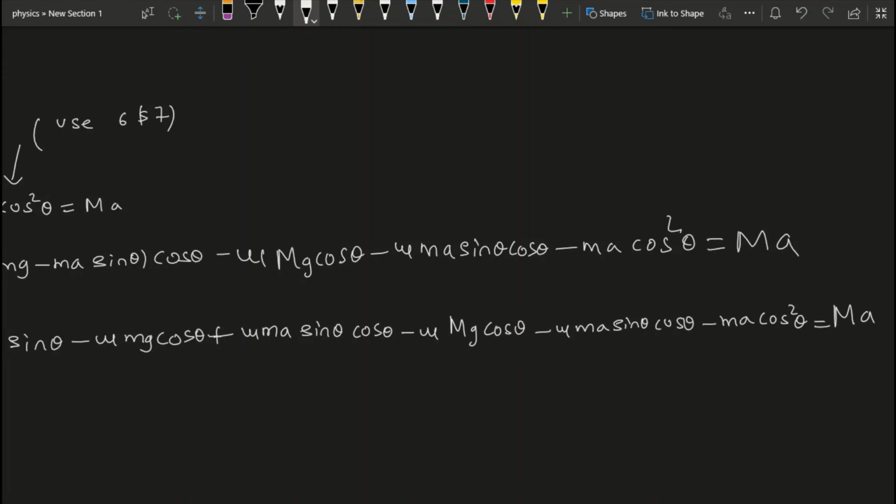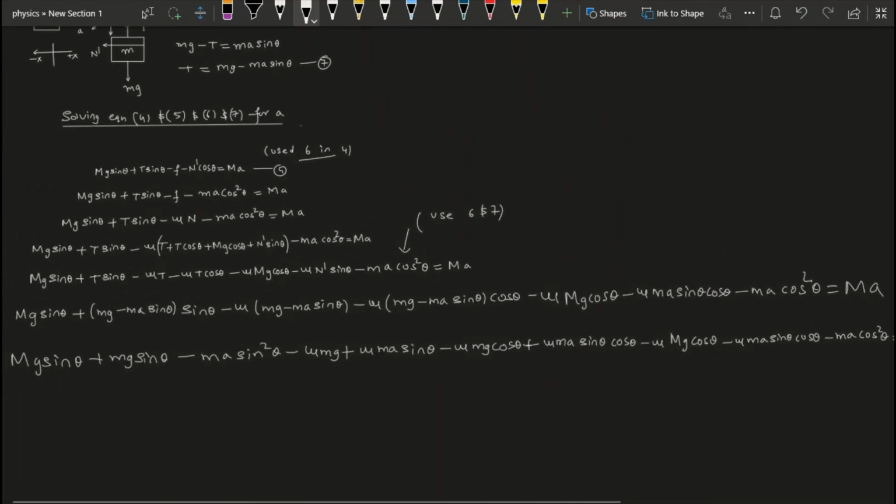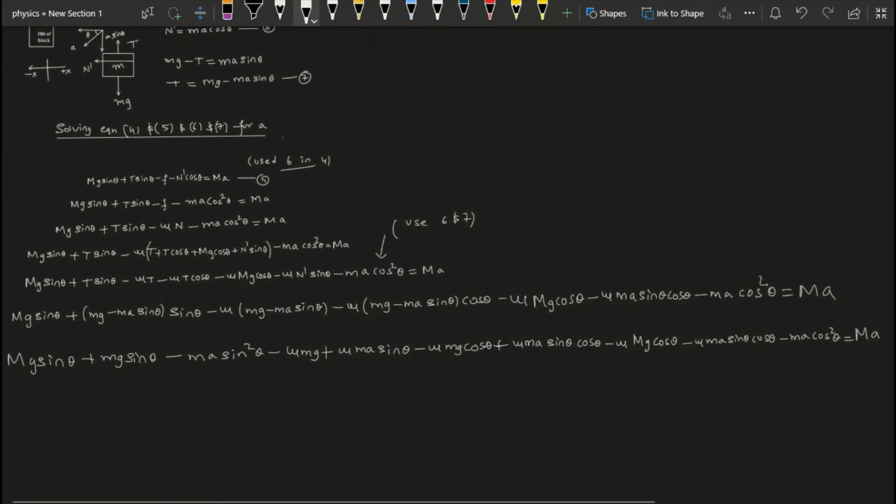This is the thing that we are getting, and now let us see what are the terms that are going to get cancelled out here. If you observe carefully, this plus small ma sine theta cos theta minus small ma sine theta cos theta will get cancelled out, and see what other terms are going to get cancelled. We have to cancel them carefully, because if you make any mistake, again it will become entirely wrong.